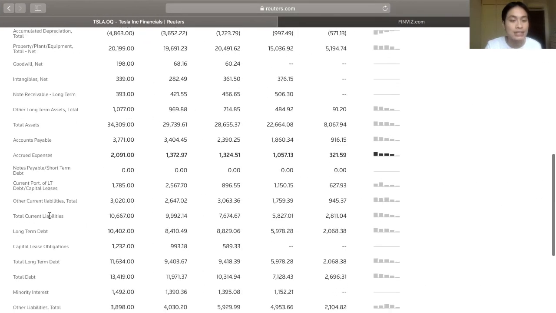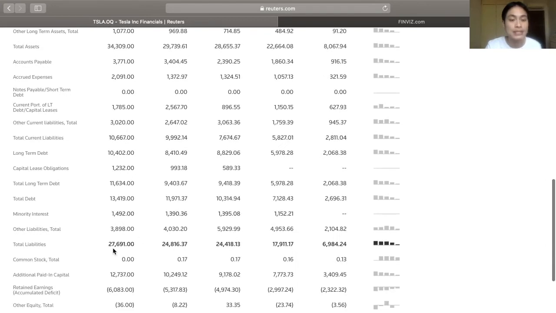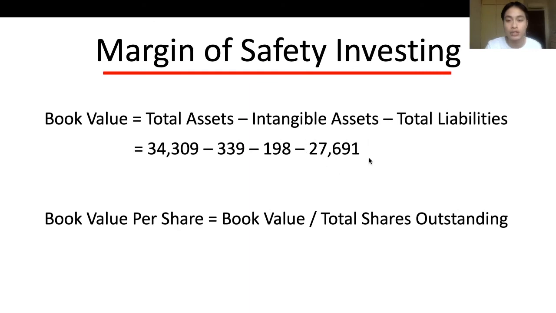So total liabilities, let's double check again. So total liabilities is 27,691, right? So this corresponds to the total liabilities here. So the book value for Tesla would be 6,081. And that is the total book value for Tesla. And again, this value is in terms of millions.